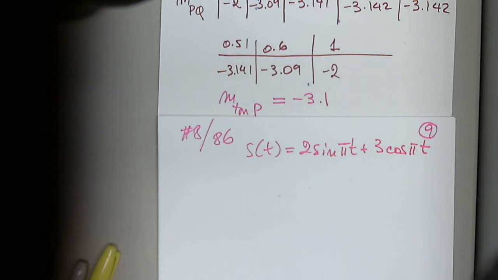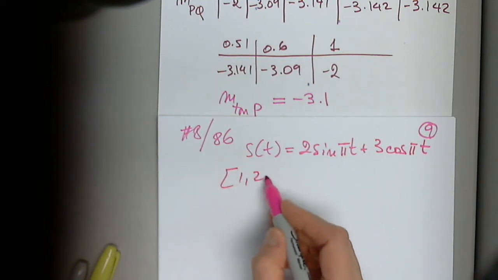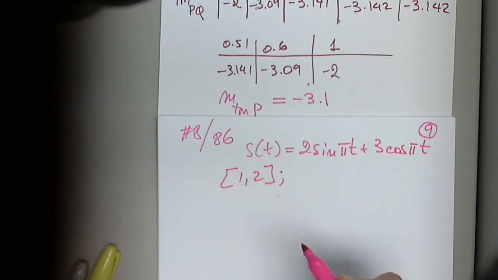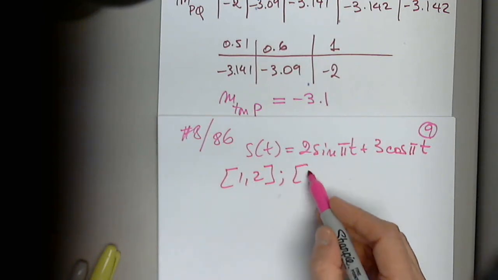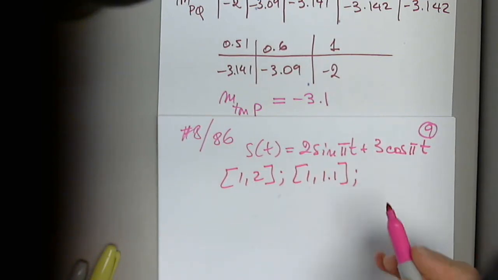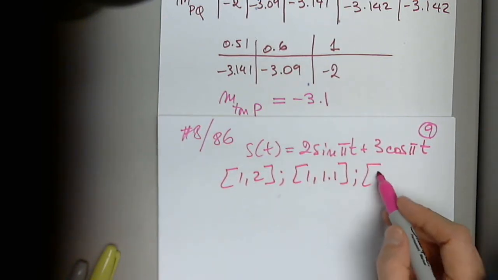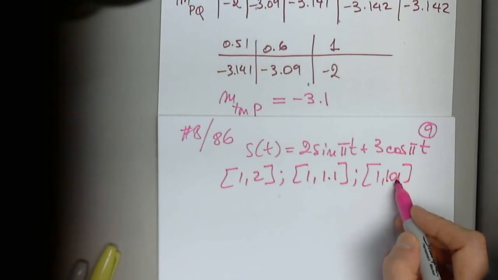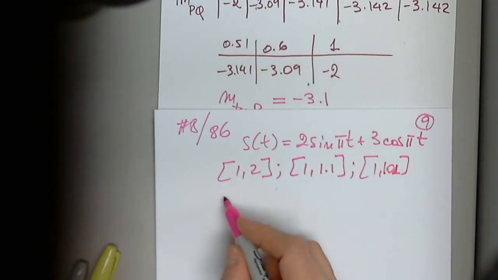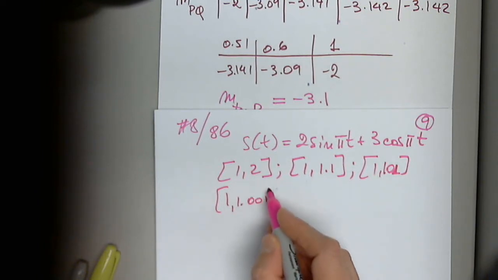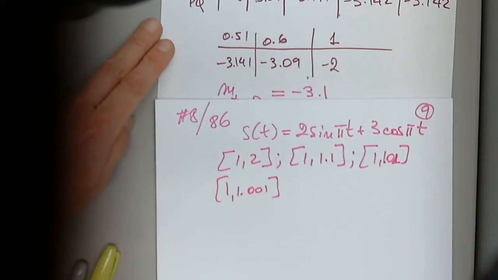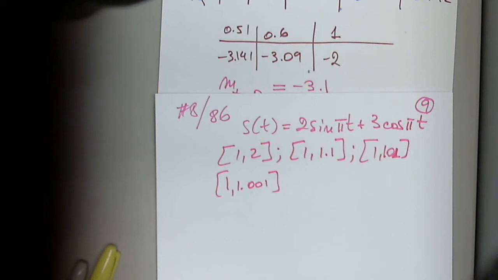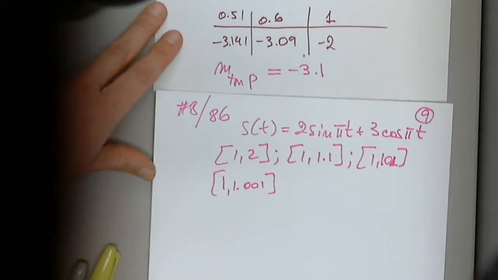Okay, and we are given intervals: 1, 2. The next one is 1, 1.1. The next one is 1, 1.01. The next one is 1, 1.001, of course. 4 subintervals. Estimate, find the average velocity.